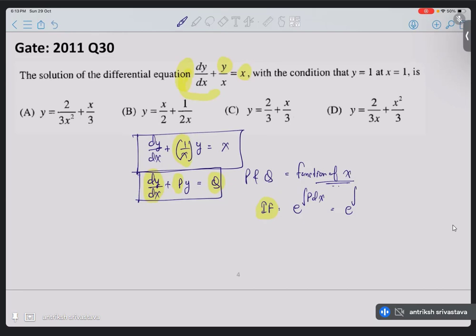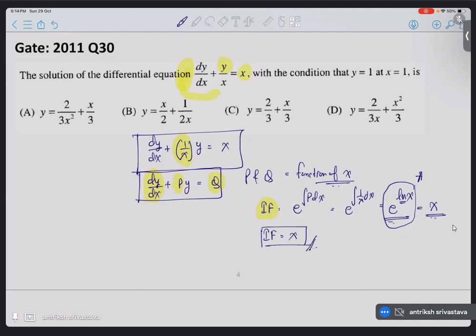Then the integrating factor, that is IF, is given as e to the power integral of P dx. In this case that will be the integral of 1 by x dx. And what is the integration of 1 by x? It is nothing but ln x. When you look at this expression, you should immediately understand that ln is the inverse of exponential, so we end up with only x. So the integrating factor in this case is x.